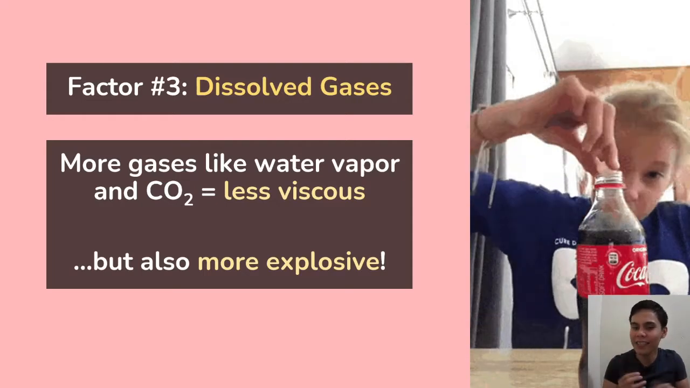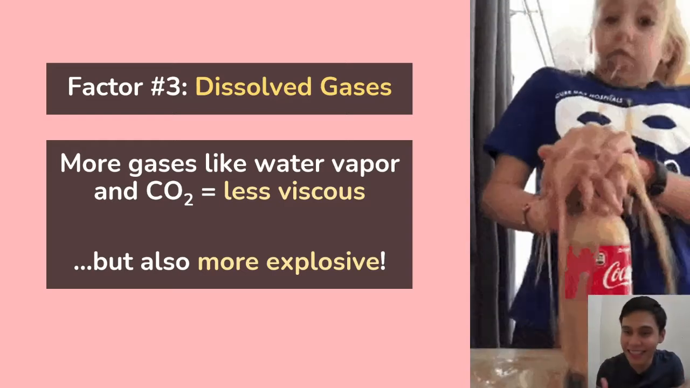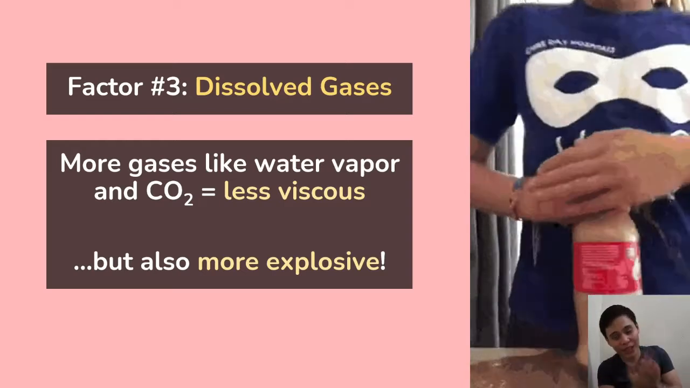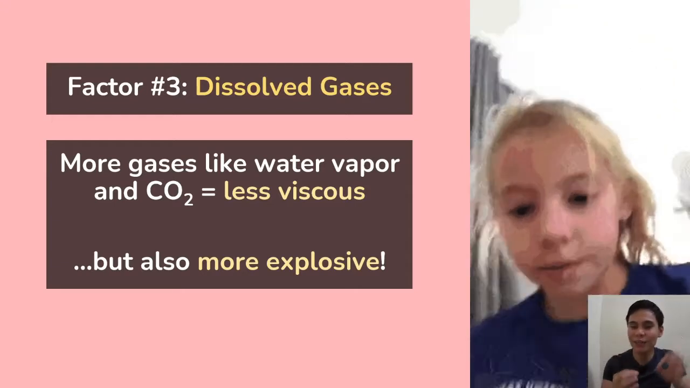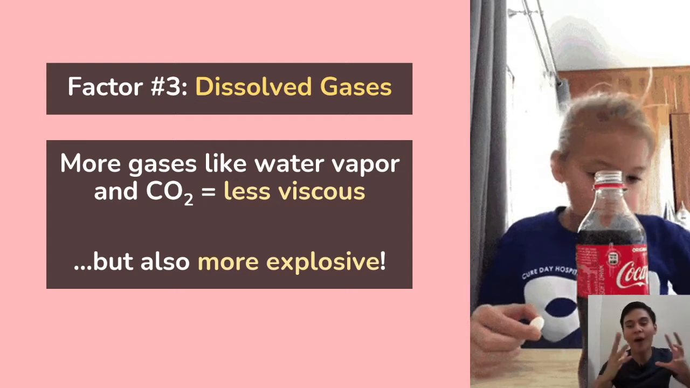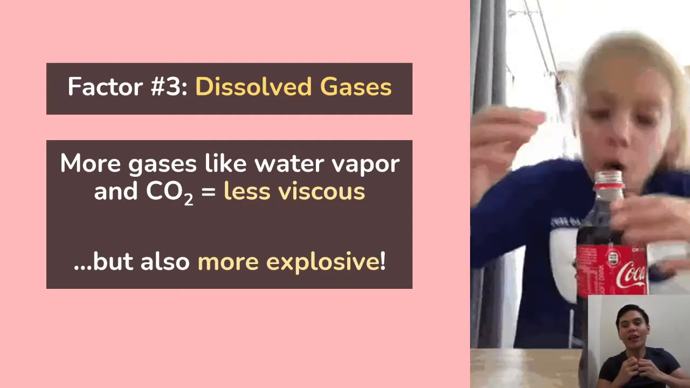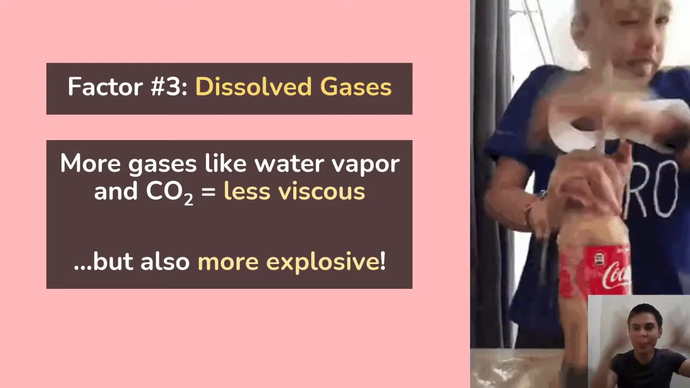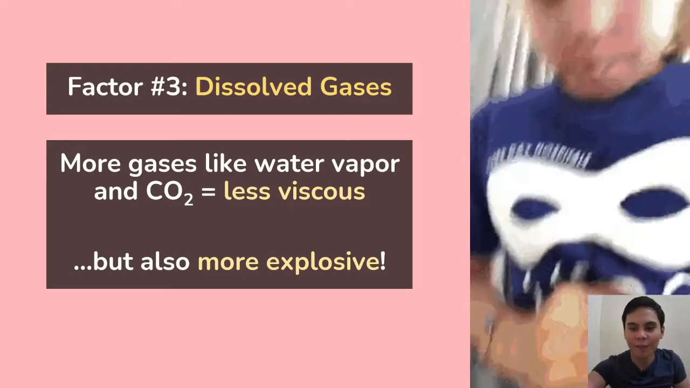Factor number three, dissolved gases. When there are more gases like water vapor and carbon dioxide, your magma becomes less viscous. But at the same time, even though it's less viscous, it's also more explosive. It's less viscous because the gases make it easier for it to flow, but it's more explosive because those gases push on the molten rock when they get very, very hot. So in an eruption, because of the gases, it can become more explosive, just like this poor person in this GIF here.